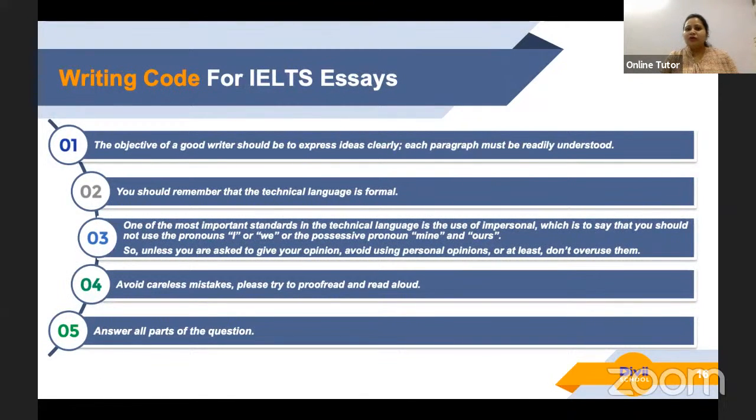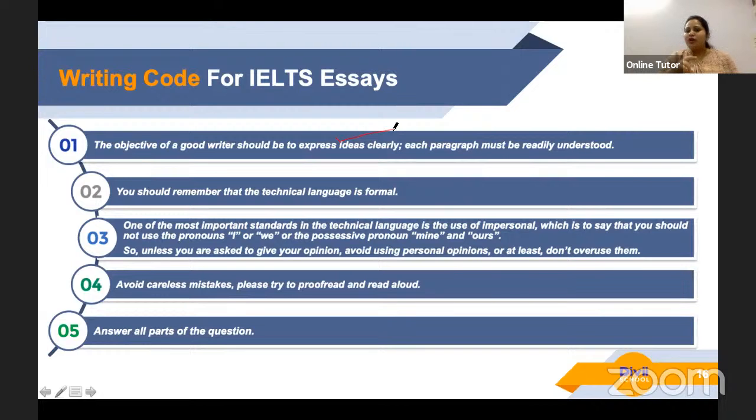Let's now talk about the writing code for the IELTS essay. The objective of a good writer should be to express ideas clearly. Ideas that are well expressed are the ideas which will be accounted for. So, as an aspirant, you must make sure that your ideas are very well expressed, with a lot of clarity in your thoughts and in the way you're presenting your viewpoint.